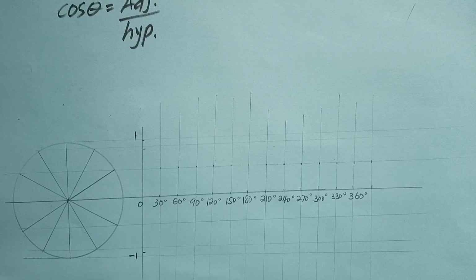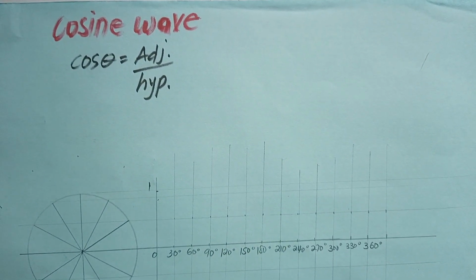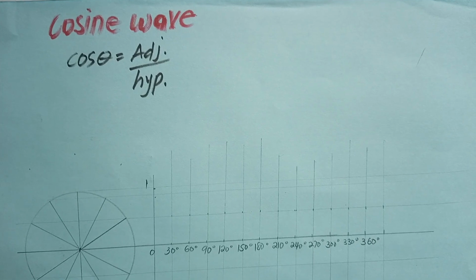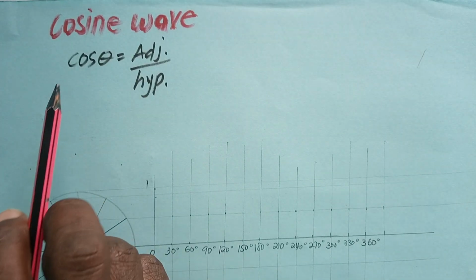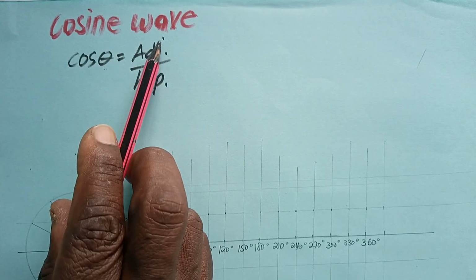Welcome to our lesson on generation of the cosine wave. How is the cosine wave generated? Now, from the basics, we know that the cosine, which is a ratio, is normally adjacent over hypotenuse.